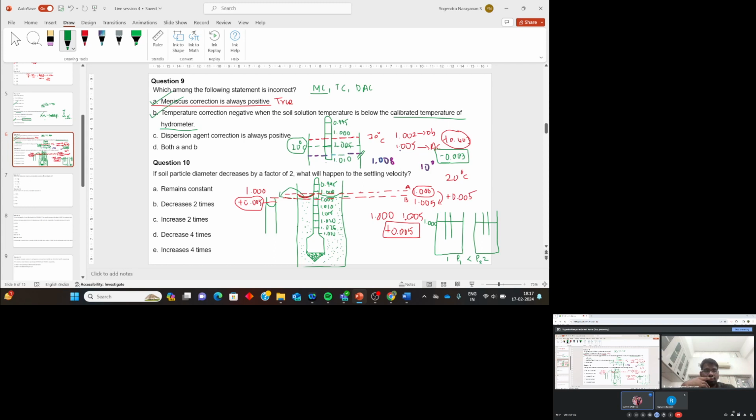No idea, sir. Okay. So, when the density of the solution increases, the hydrometer tends to move upwards. When it moves upwards, the reading tends to increase. If it is 1, it will be approximately 1.005. Are you able to understand? Yes, sir. Now, this is the actual value. Now, what will you do to bring it down to the actual value?